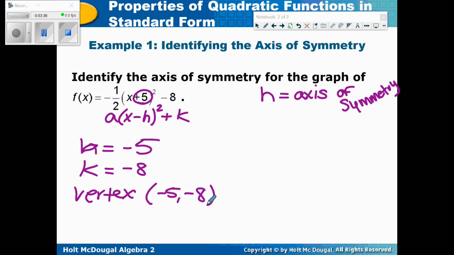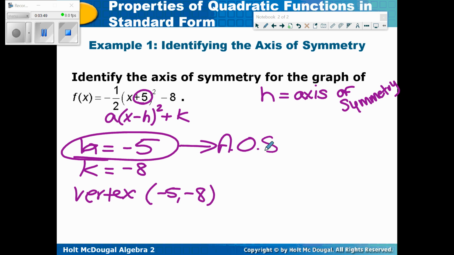This particular example says I just want to know what the axis of symmetry is. So the axis of symmetry is going to be my h value, and I write that as an equation. I'm going to put AOS for axis of symmetry, which is x equals negative 5. This is an equation. That is the vertical line that represents the axis of symmetry. So whatever h is, that tells you your axis of symmetry.